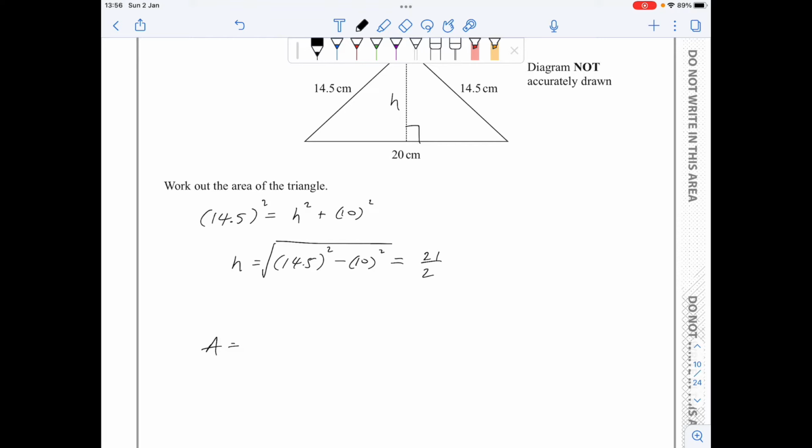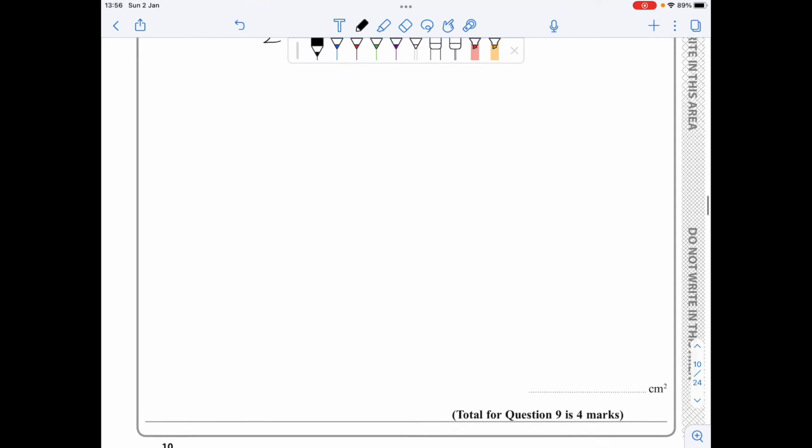So the area of this triangle is base times height over 2, which is 20 times 21 over 2, all over 2, and the answer is 105.